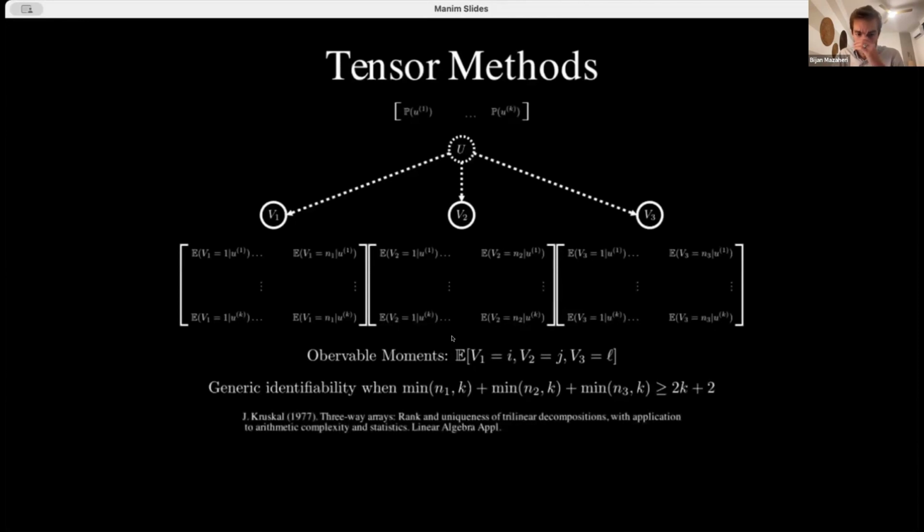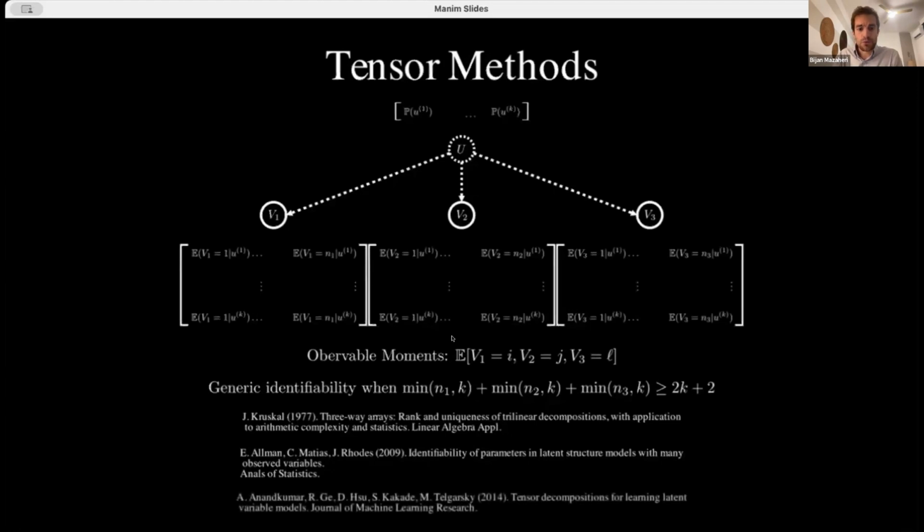This was first shown by Kruskal in 1977, but it has given rise to a bunch of approaches known as tensor methods. A paper in 2009 by Elizabeth Allman showed how to use this for tons of latent variable problems. And more recently, Anima Anandkumar and her collaborators showed a bunch more applications. So we're always looking for these three conditionally independent variables to apply this method.